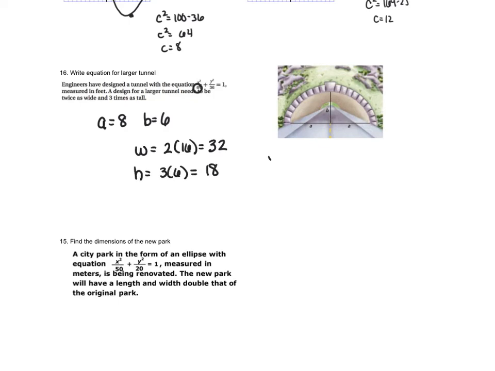So I'm ready to go. So we get x squared over, my A is 16, my B is going to be 18. So over 16 squared plus y squared over 18 squared equals 1. So that's x squared over 256 plus y squared over 324 equals 1.